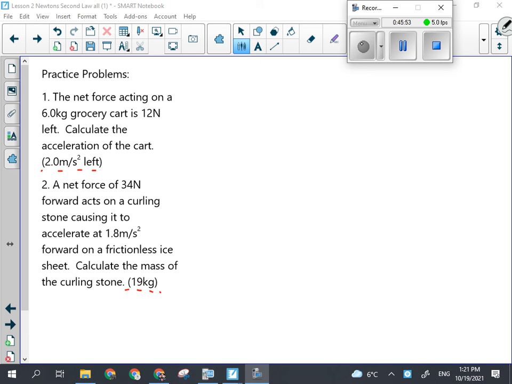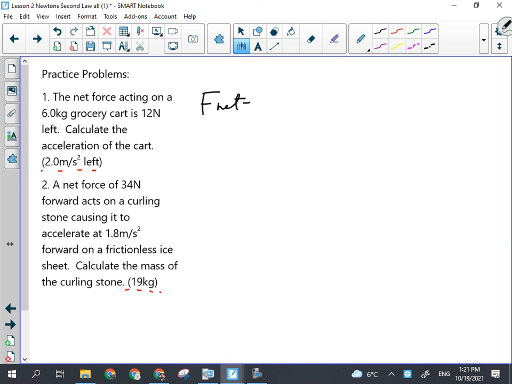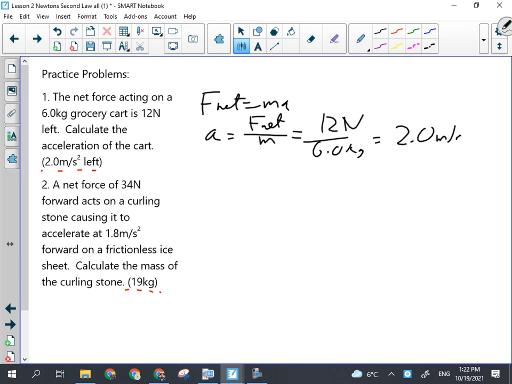Okay, so in question number 1, we know the net force is 12 newtons. We know the mass is 6 kilograms, right? F net equals m times a. So to calculate the acceleration, it's just like the other example we did. F net over m, 12 newtons divided by 6.0 kilograms gives us obviously 2.0 meters per second squared to the left.